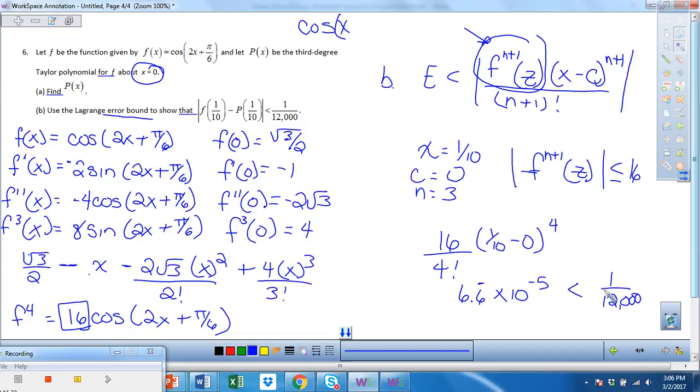You don't trust me on that? Just do 1 over 12,000 in the calculator, and you'll see that this answer is less than that, because I think this is 8.3 repeating times 10 to the negative 5. So this is less than that. And so we have proved that the Lagrange bound is less than that.